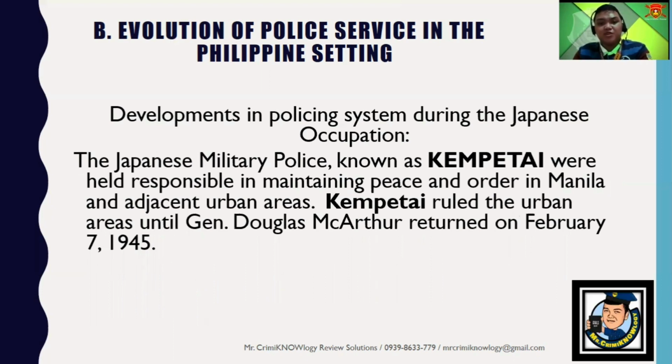The Japanese military police, known as the Kempeitai, were held responsible for maintaining peace and order in Manila and adjacent urban areas. Kempeitai ruled in urban areas until General Douglas MacArthur returned on February 7, 1945, during World War II. Remember, the Philippines was also occupied by the Japanese, and their military police was called Kempeitai, the ones maintaining peace and order, specifically in Manila and nearby provinces or places where they had rule during that time. But that ended when General Douglas MacArthur returned.